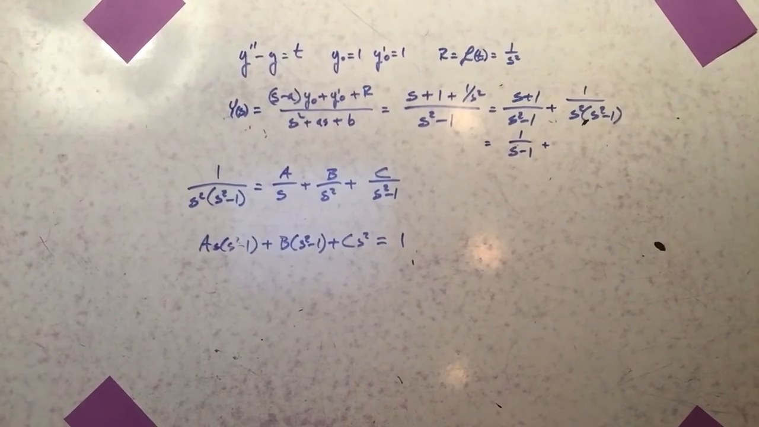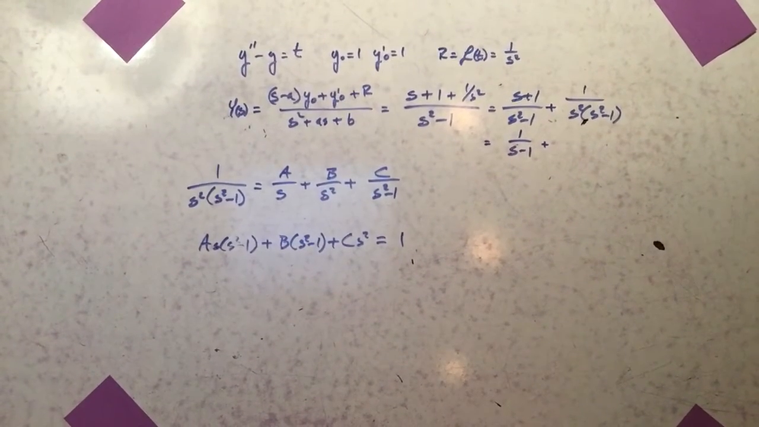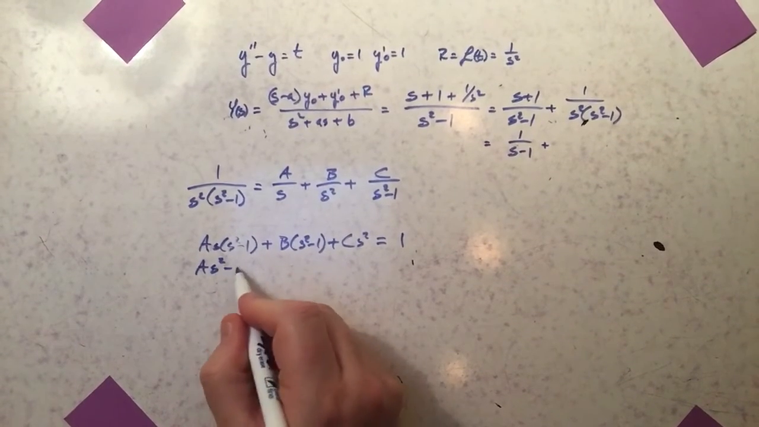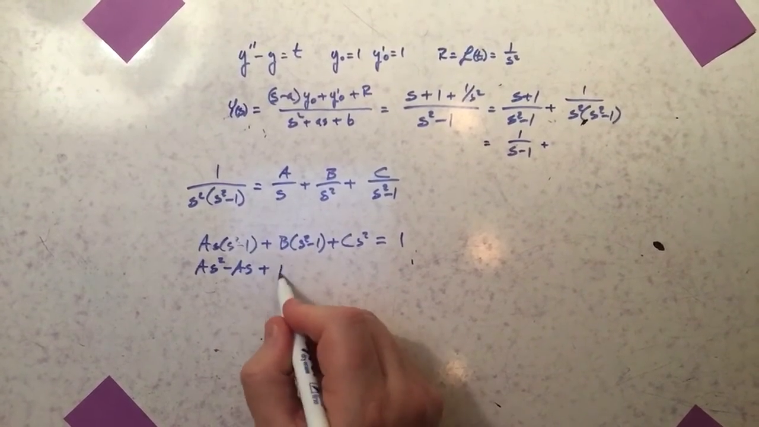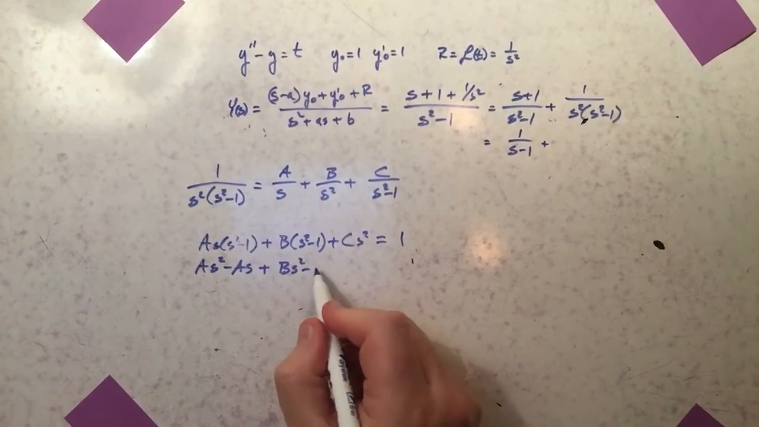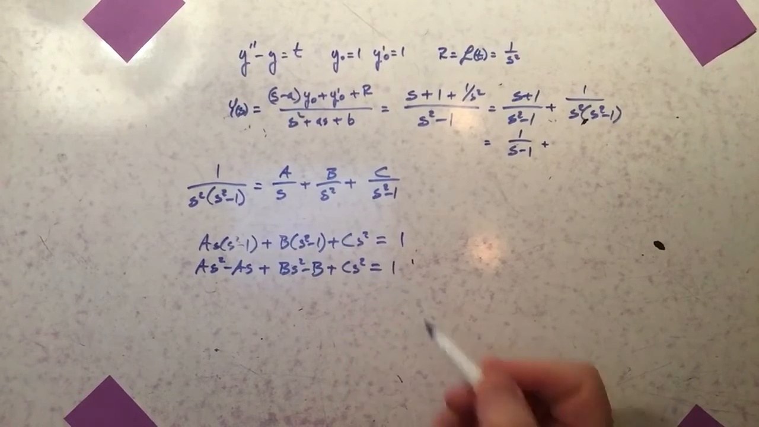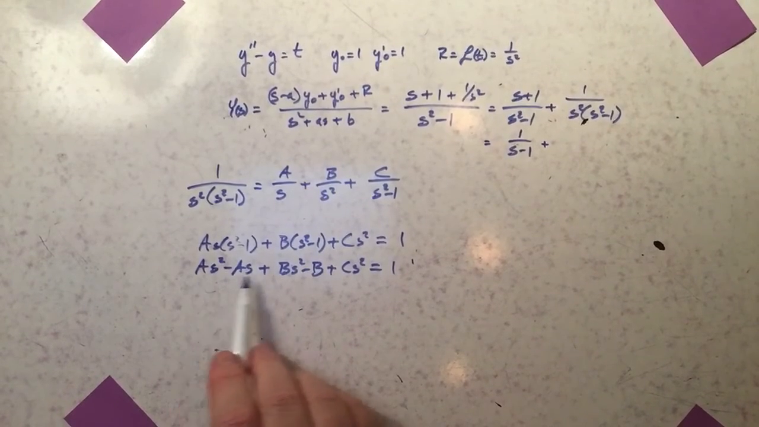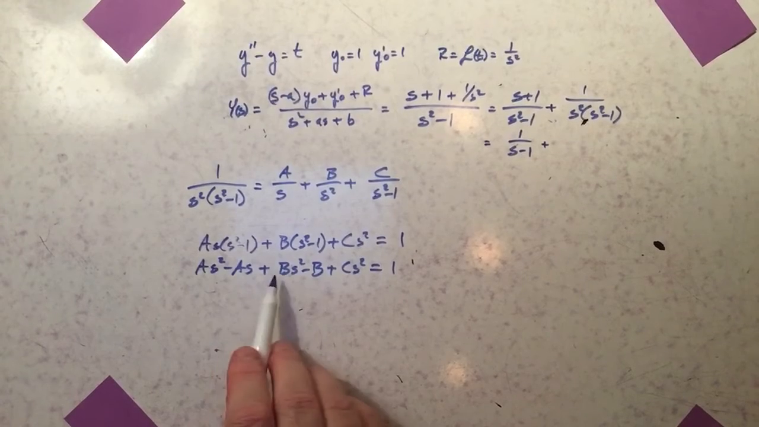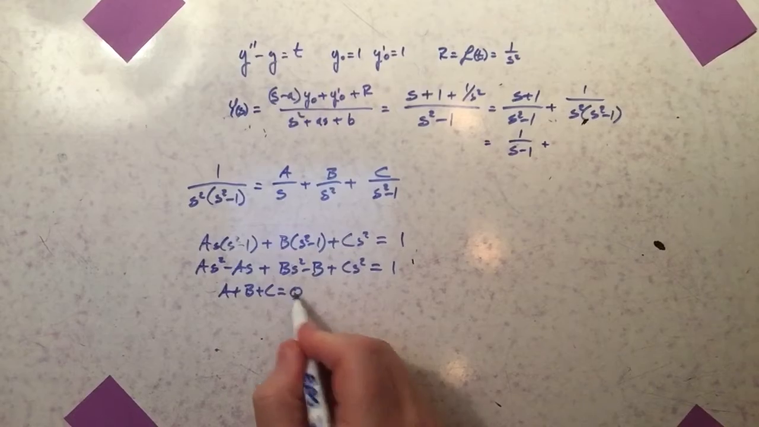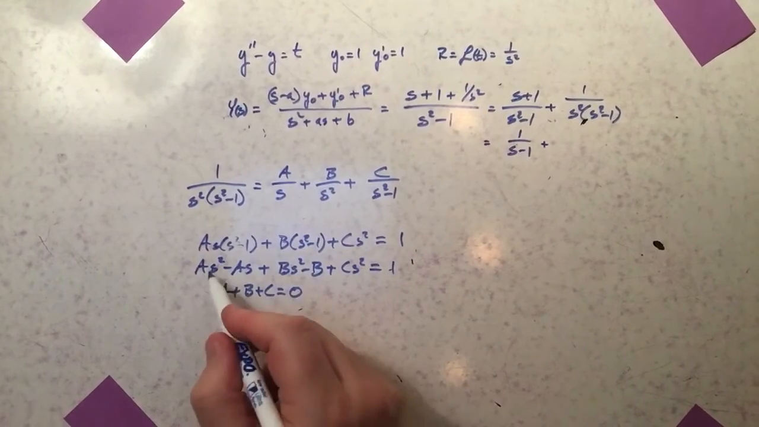Well, now we do just what we usually do with a system of equations with differential equations. We match the coefficients of the like terms. So I'm going to have As cubed minus As plus Bs squared minus B plus Cs squared, and all that equals 1. Well, you can see there's no s squared term, so that means A plus B plus C has to be 0. A plus B plus C has to be 0 because there's no s squared term over here. So that takes care of these.